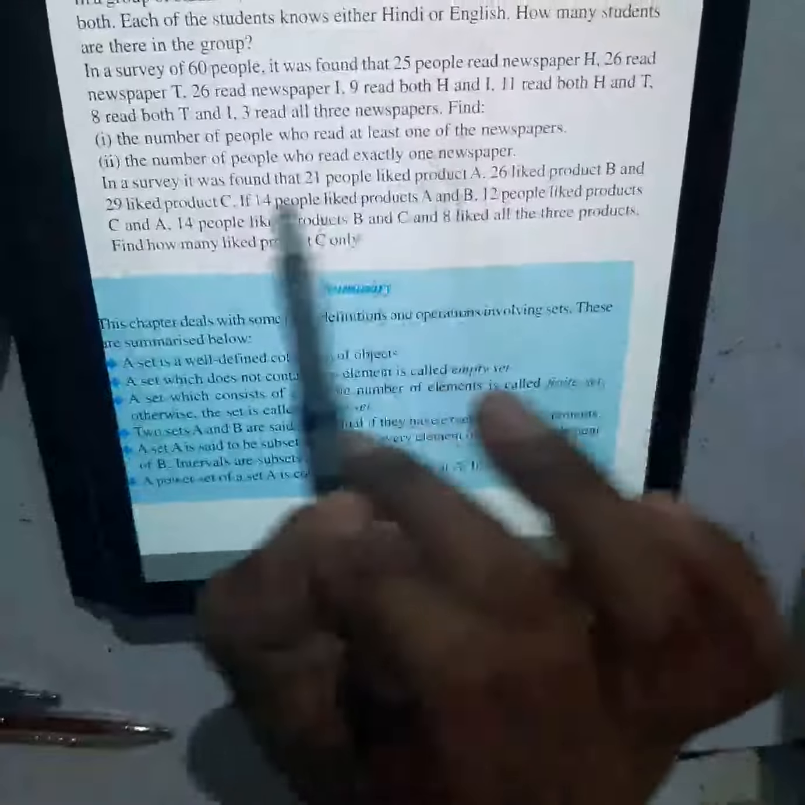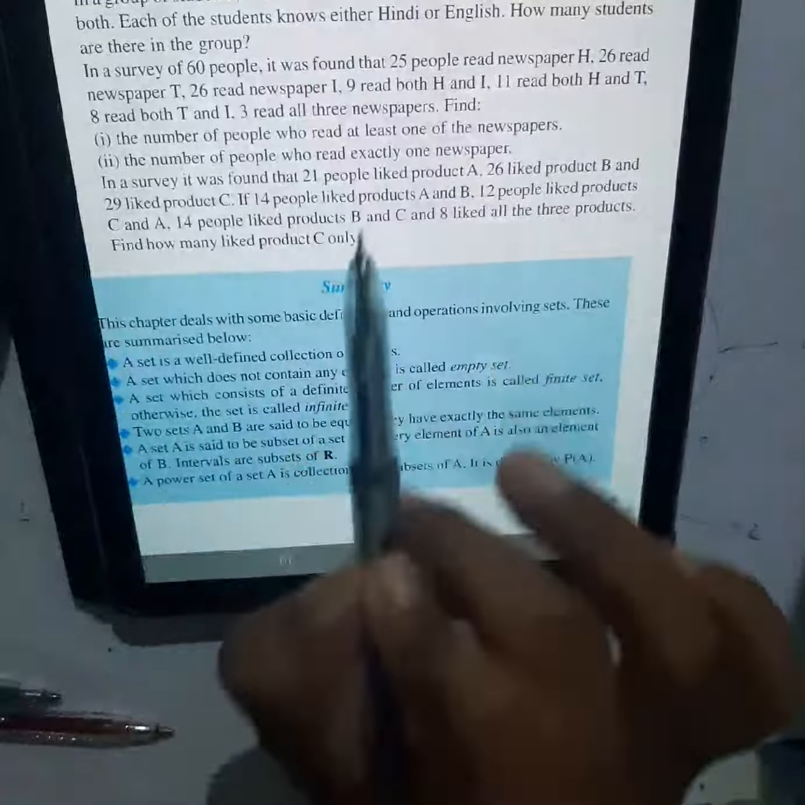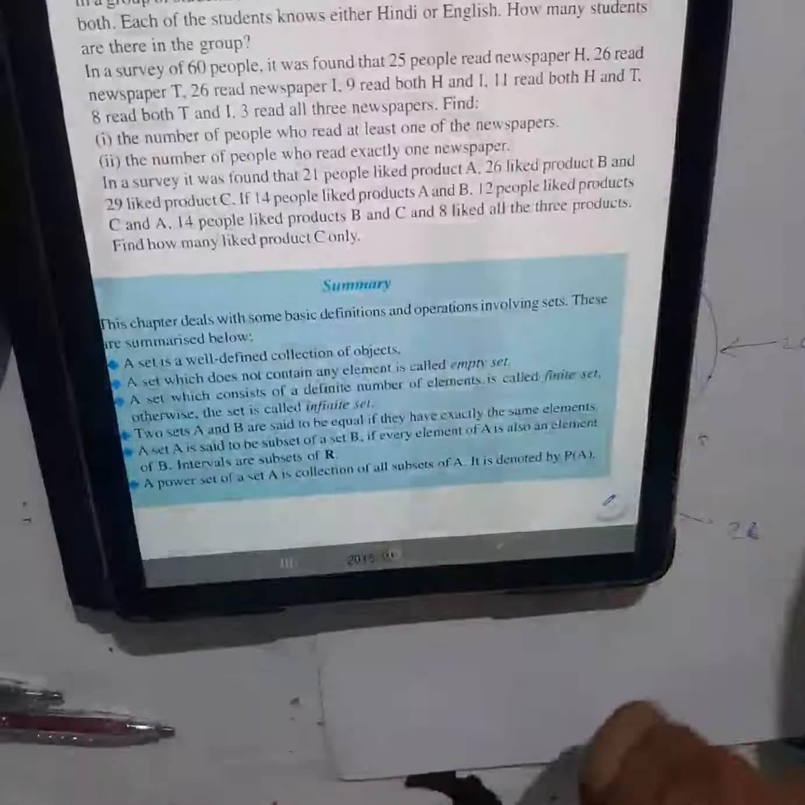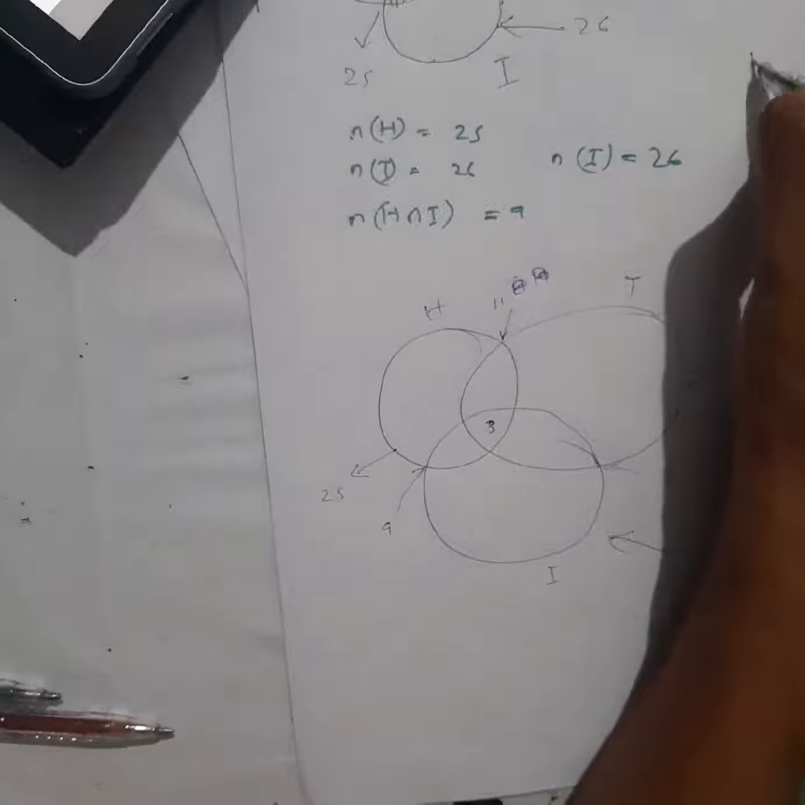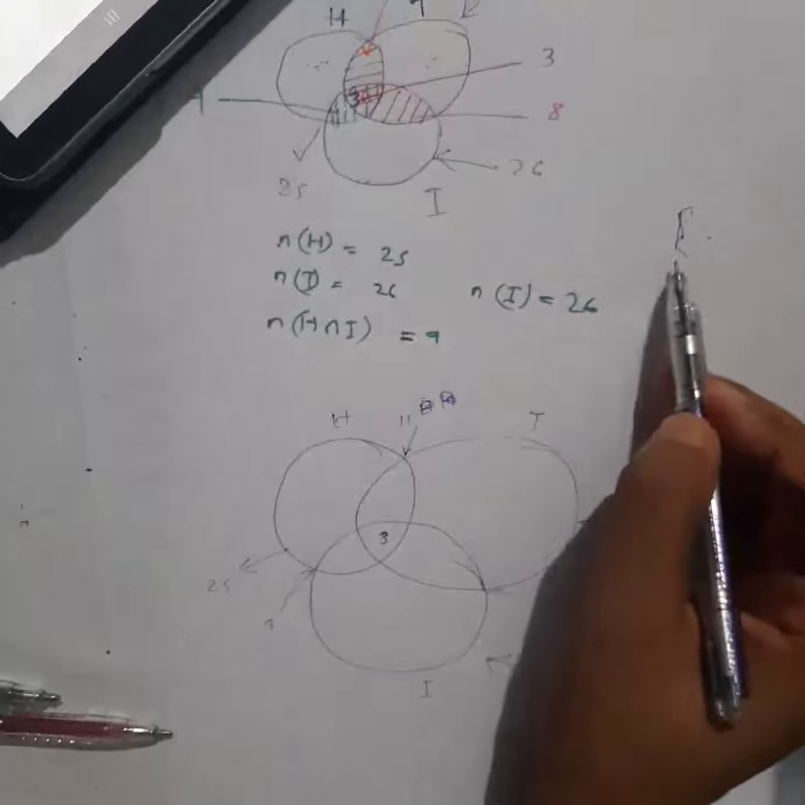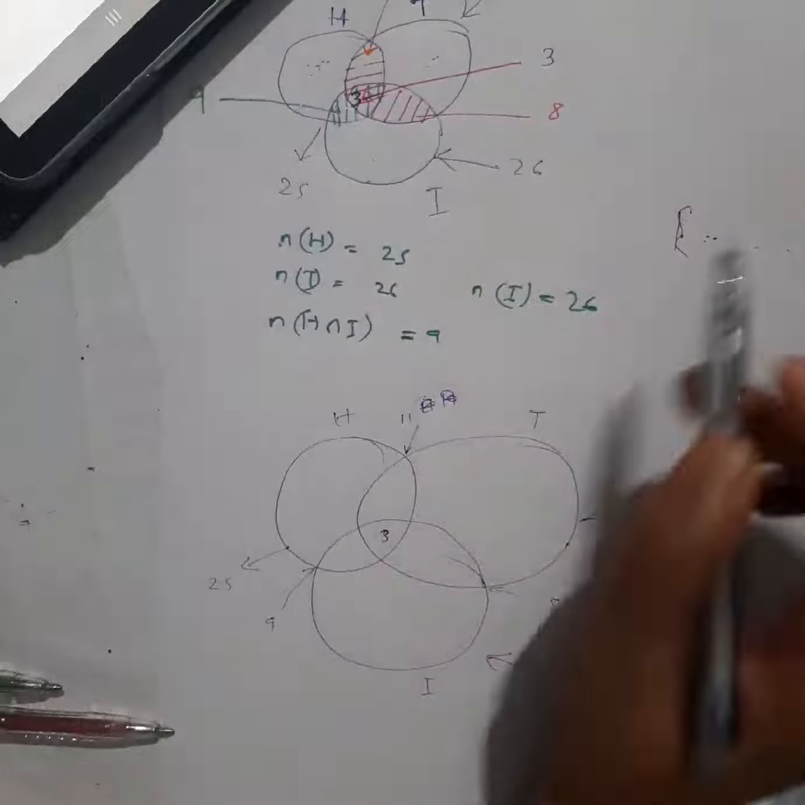Okay. Now see what they have asked you to find out and how easy it is to find out from the Venn diagram. They have said find the number of people who read at least, meaning minimum, one of the newspapers. Find the number of people who read at least one newspaper. Means I have to find a set of people who read at least one of the newspapers. Means minimum, or if they read more than one, that does not matter.